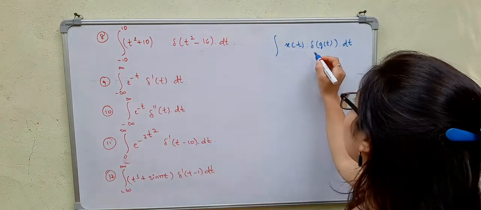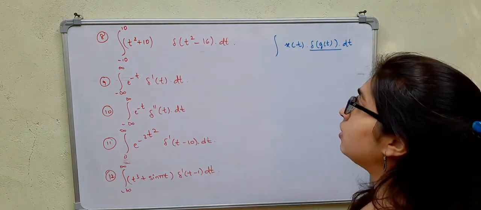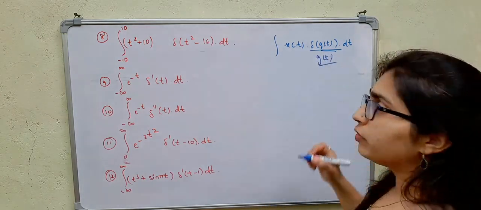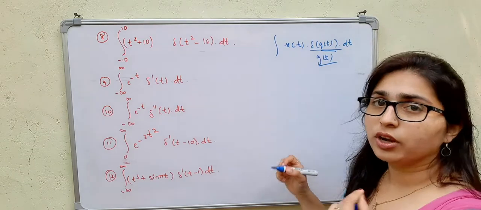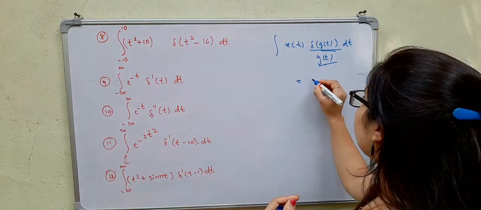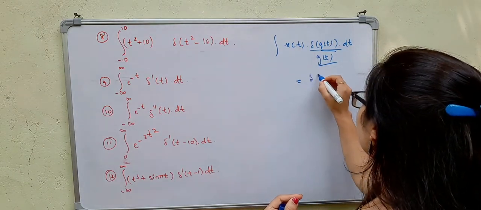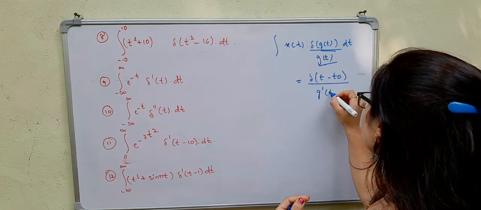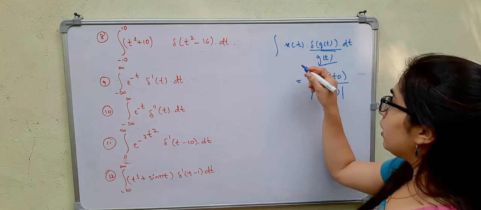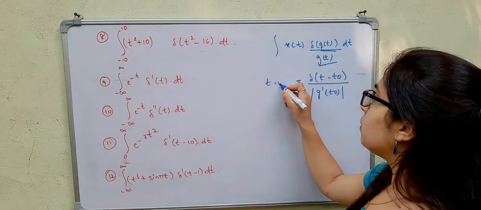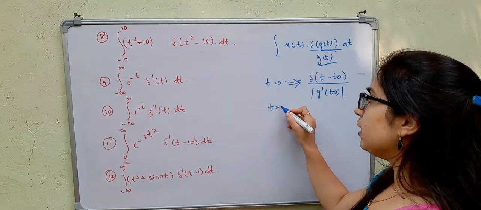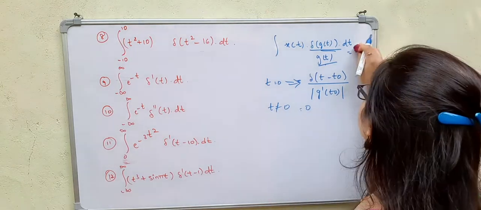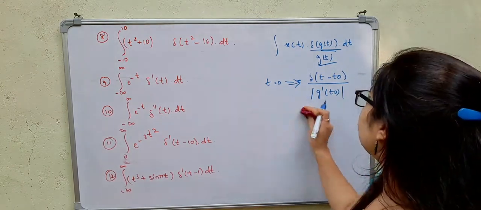In this case, we have to find the roots of g of t. If there is one real root of g of t, then it will be delta of t minus t naught divided by g dash t naught. At t equal to 0 this will be your value, but at t not equal to 0, the value of this will be equal to 0. So we will consider t is equal to 0.